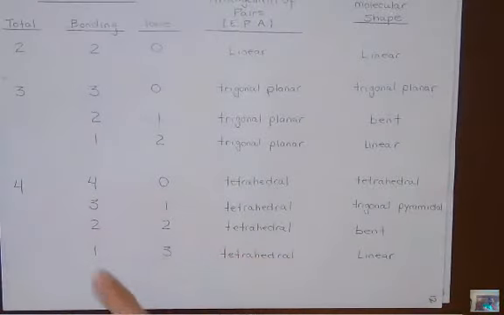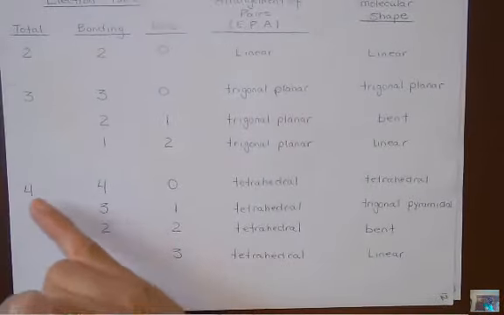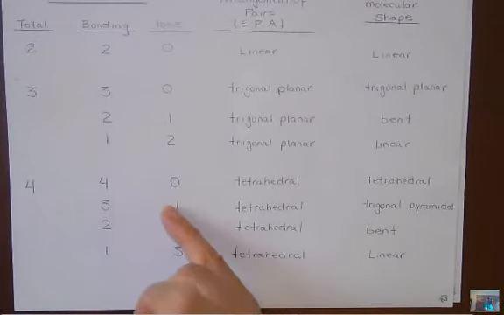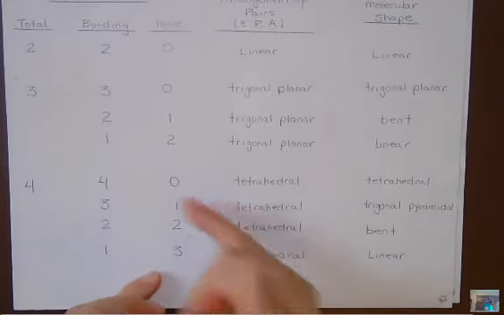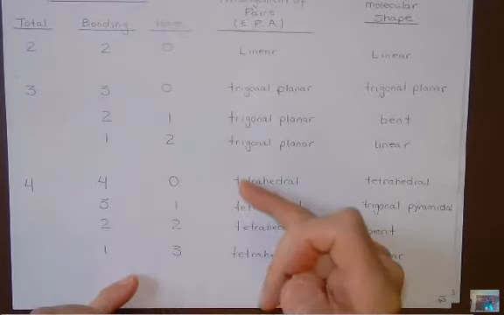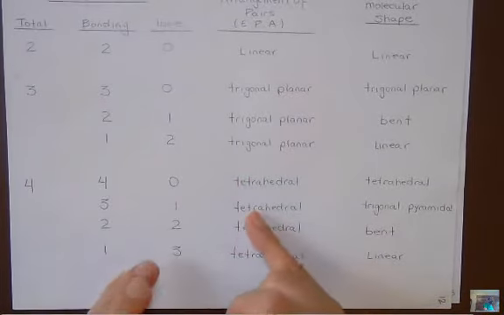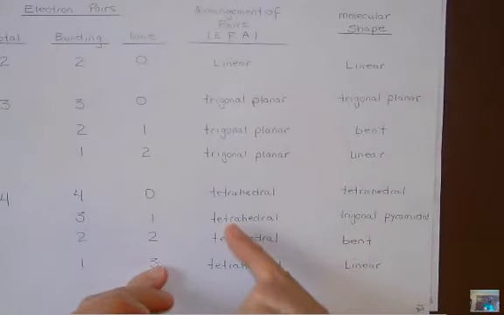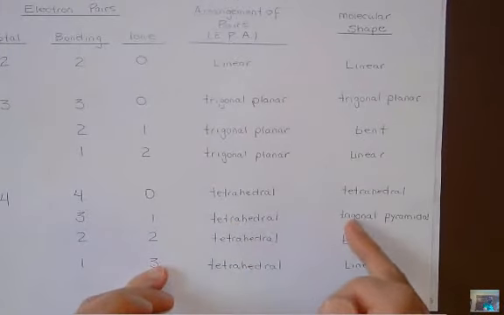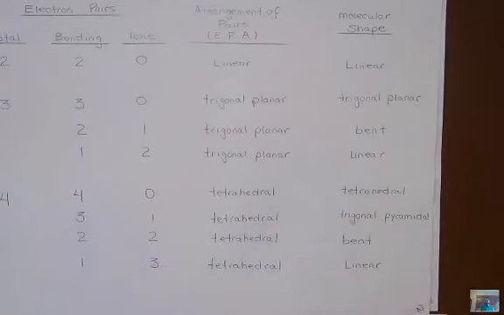Okay. So 4 total groups. 3 of them are bonding. 1 of them is a lone pair. The electron pair arrangement, anytime there's 4 total groups, is tetrahedral. Notice that. But what do we call the molecular shape when only 3 out of 4 of the electron groups are bonding? We're going to call that trigonal pyramidal.